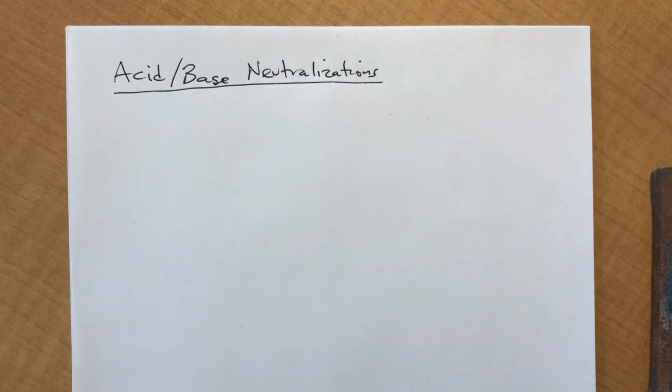Okay, in the last video we talked about precipitation reactions. Now we're going to talk about acid-base neutralizations. It literally is the exact same process, the same 4 steps as in the last video. The main difference is we don't get a solid at the end.